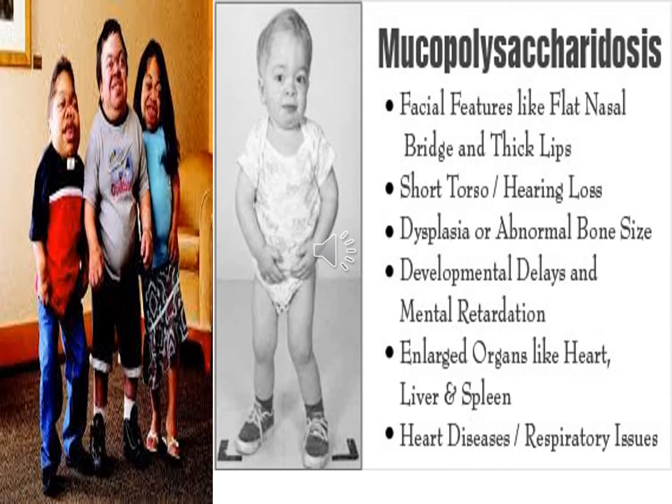The clinical picture that results from excessive mucopolysaccharides includes defects in the facial features, flat nose, thick lips, short height, hearing defects, abnormal bone size, developmental delays, mental retardation, and enlarged organs: heart, liver, spleen. Because of the excess GAGs and glycoproteins, these organs are enlarged in size, and this can result in volume overload, heart defects, and respiratory problems, because there is going to be overload on the body.